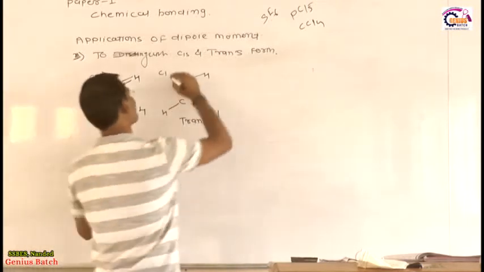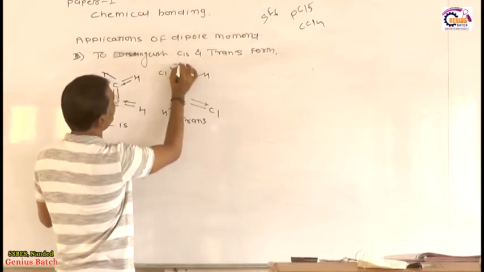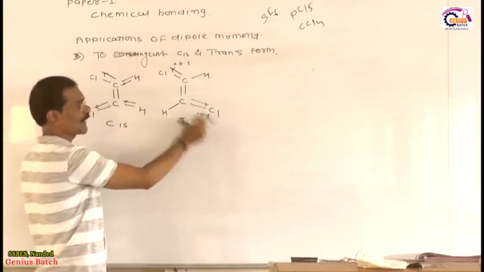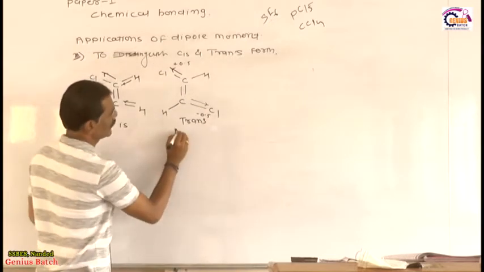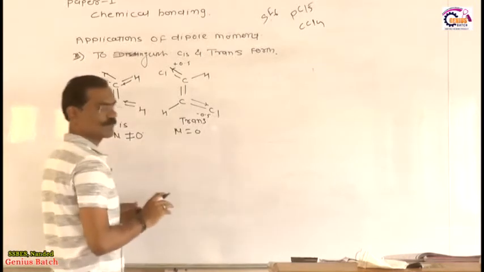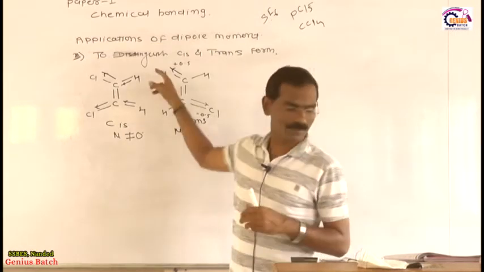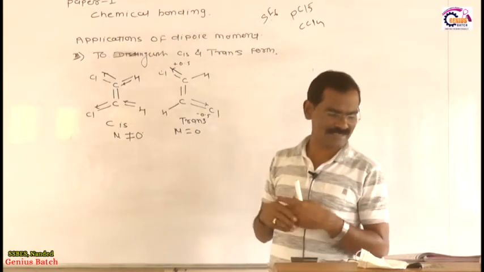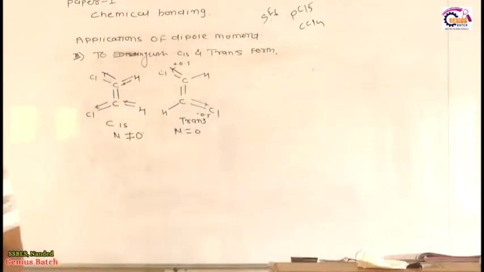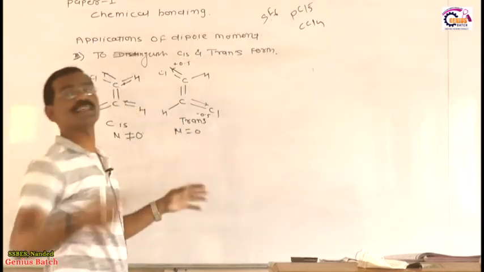But what happens in the trans form? The magnitudes are equal and opposite, so if it is plus 0.5, then it is minus 0.5, and the dipole moment is cancelled. It means that for trans mu is equal to 0, and for cis mu is not equal to 0. So the dipole moment of the cis isomer is always higher than that of the trans isomer. We cannot say 0 in every case, but it is higher than the trans isomer.